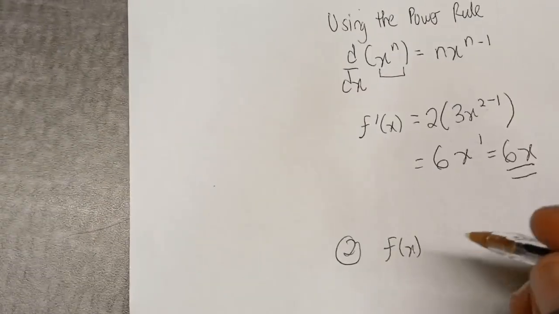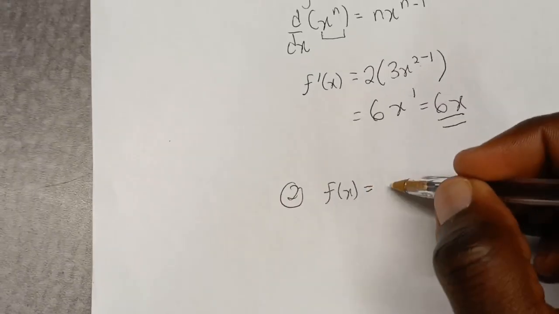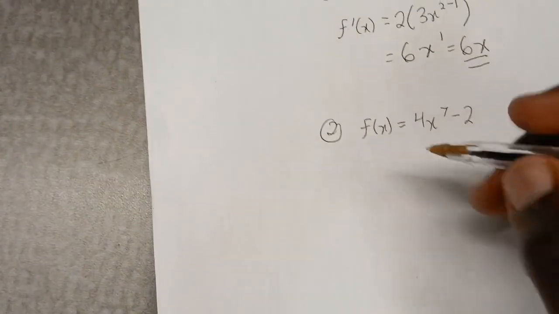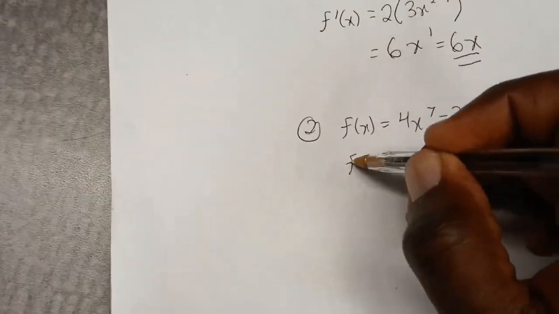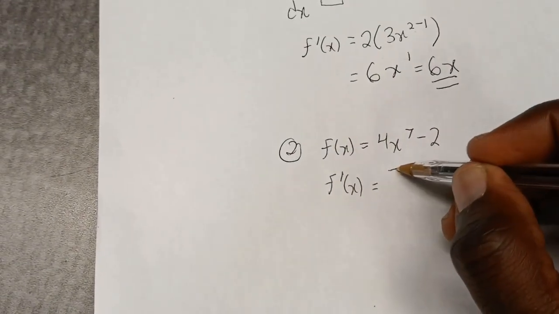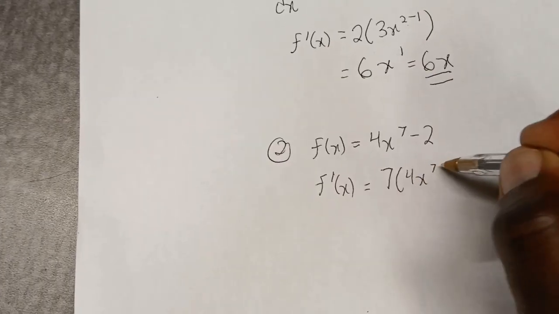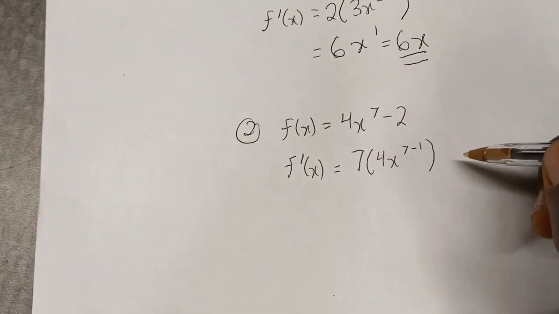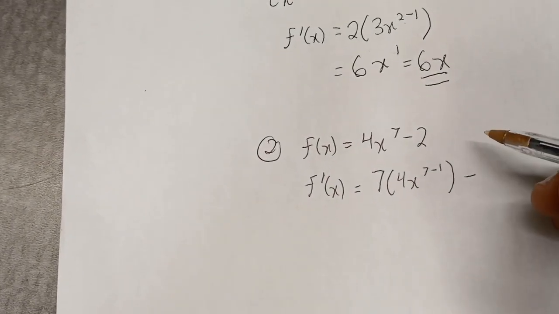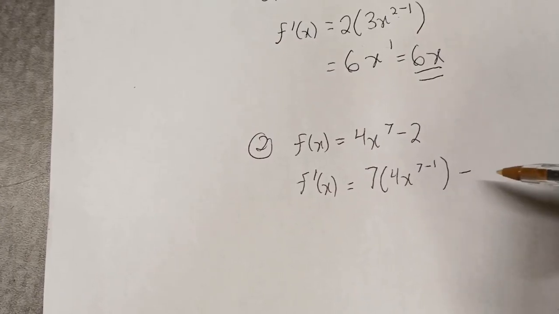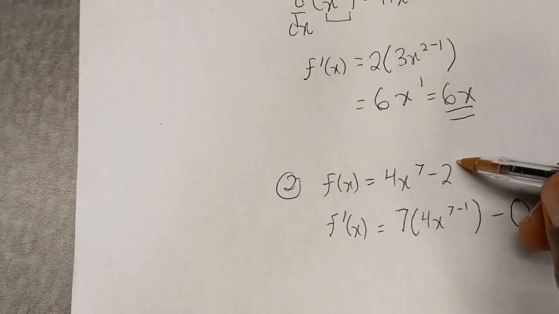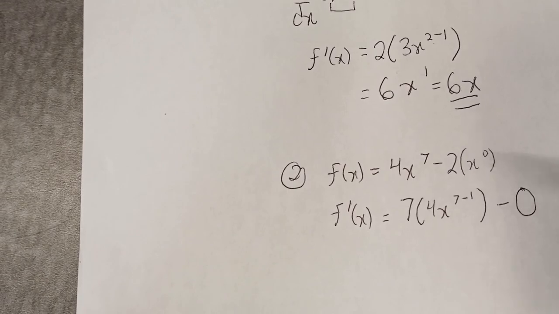We've been given a function, 4x to the 7 minus 2. Using the power rule, I can find f prime of x: 7 times 4x to the 7 minus 1, minus, there's no x, so keep in mind that the derivative of a constant is 0, so I'm going to write 0 here. And this makes sense because essentially what is here is 2x to the 0.